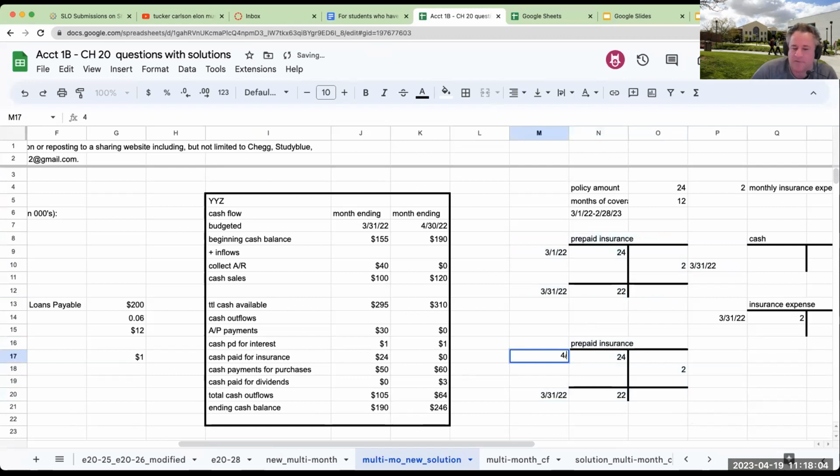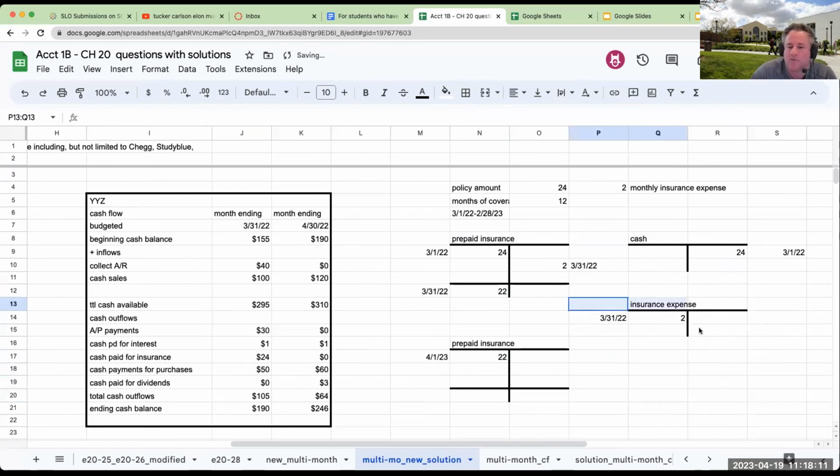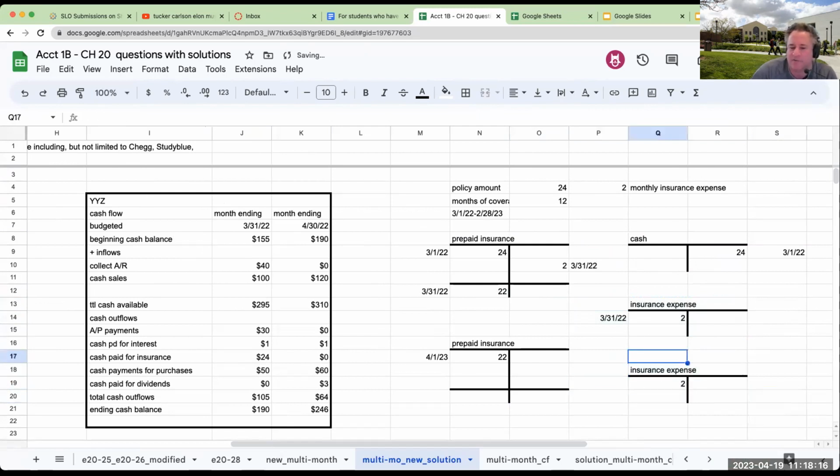So now for the month of April, my beginning balance in prepaid insurance was 22. Right over here for my insurance expense, I've got to go through and do the same thing. So as of 4/1/22, and this is going to be 4/30/22. Is my balance this amount at the end of the month? The answer is no. I used another 2,000 of insurance expense. So over here, I'm going to adjust this for 2,000.